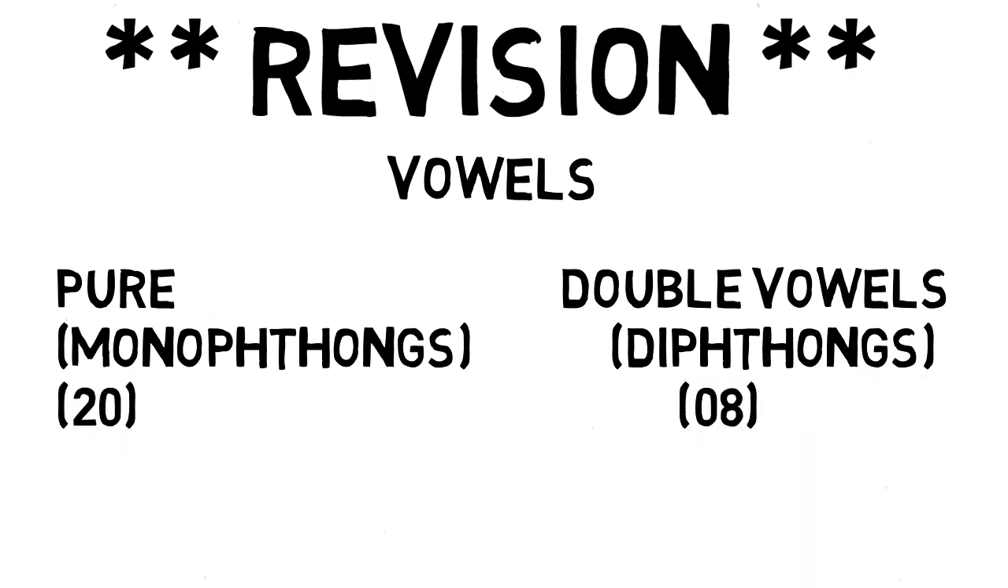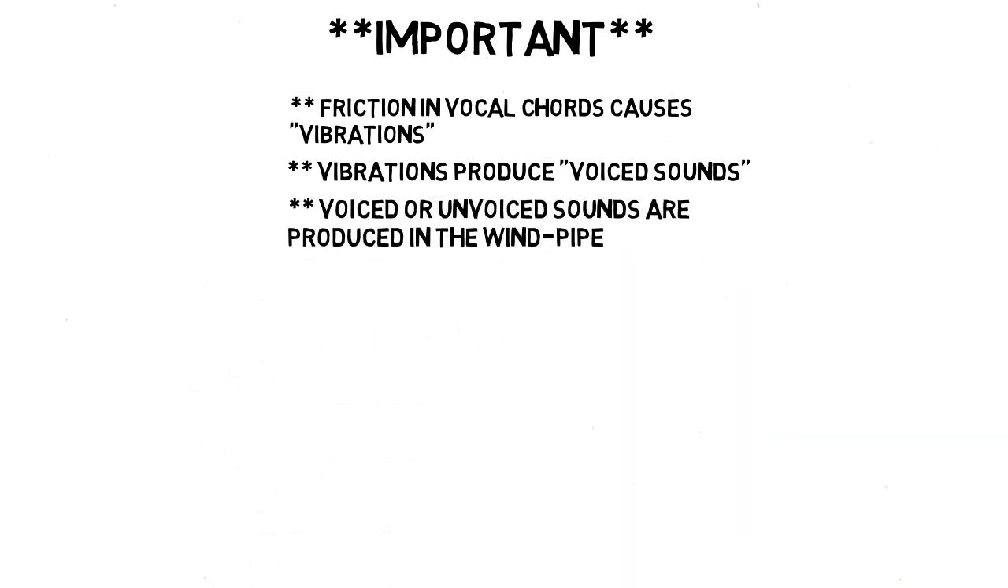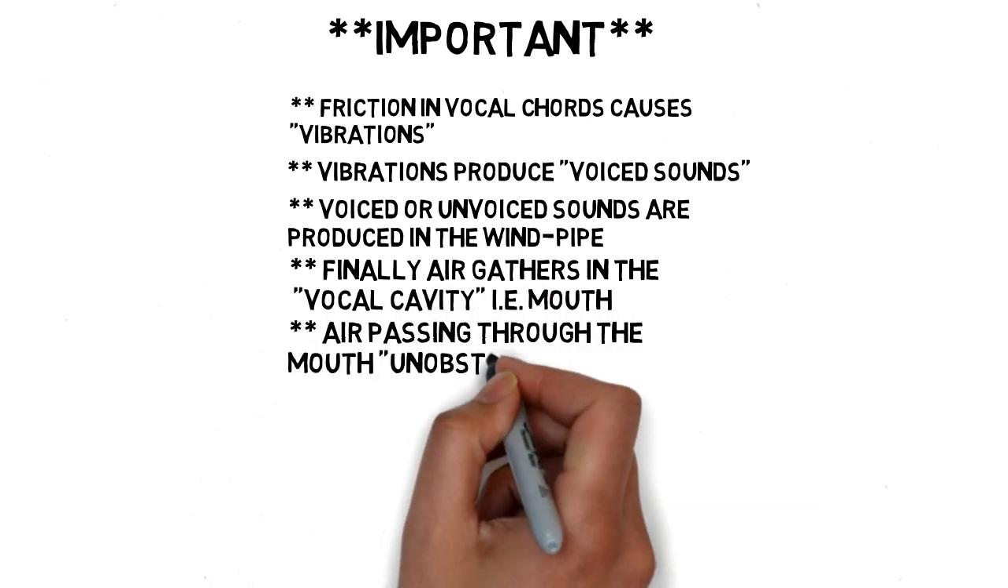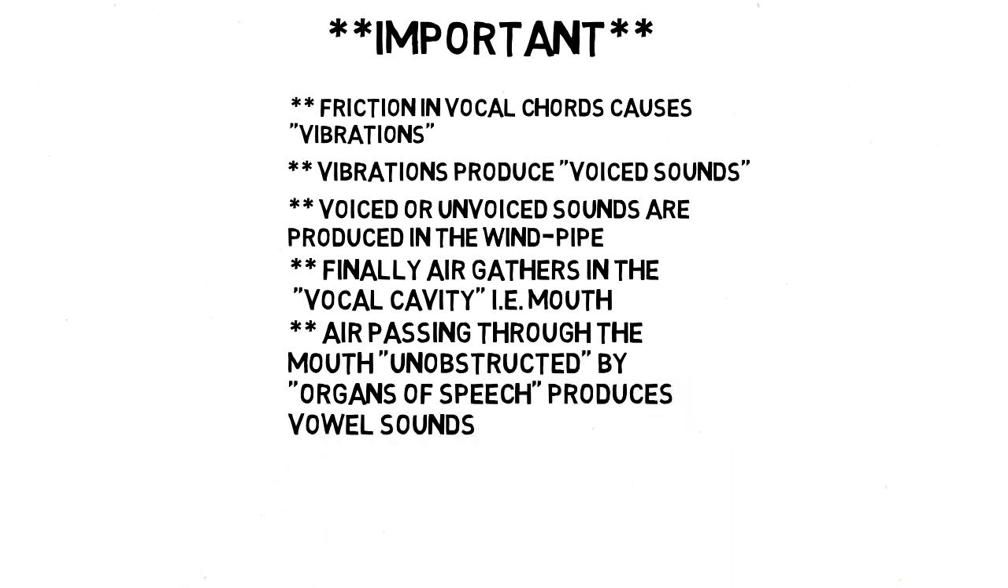12 vowels give single sound. For this reason, they are called pure vowels. Linguistically, we call them monophthongs. 8 vowels give sounds of 2 vowels together. They are called diphthongs. The important point to note here is that vowel sounds are produced by friction in the vocal cords. Friction produces vibrations. All vowel sounds are produced this way. Therefore, they are voiced sounds.